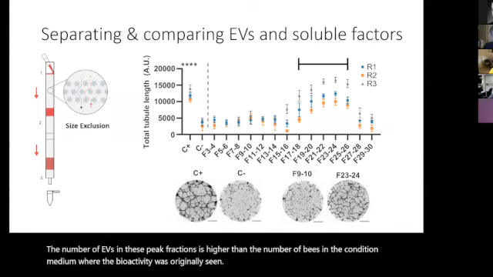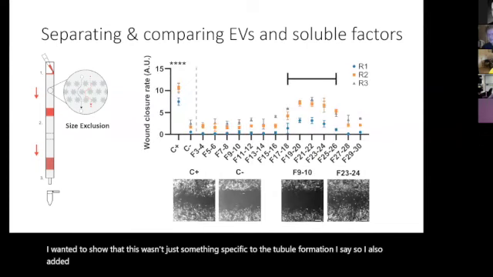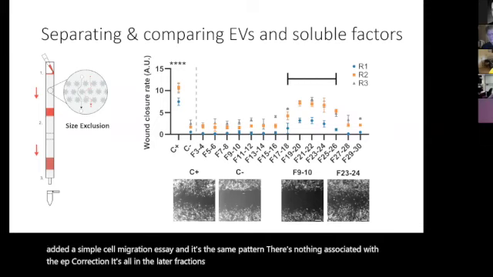I wanted to show that this wasn't just something specific to the tubule formation assay, so I also added a simple cell migration assay, and it's the same pattern. There's nothing associated with the EV peak fraction. It's all in the later fractions where the soluble protein is.